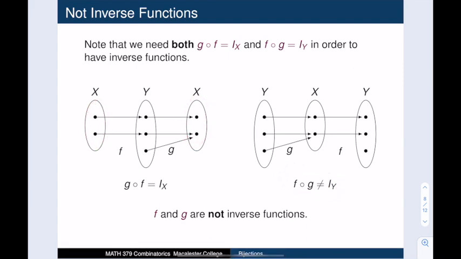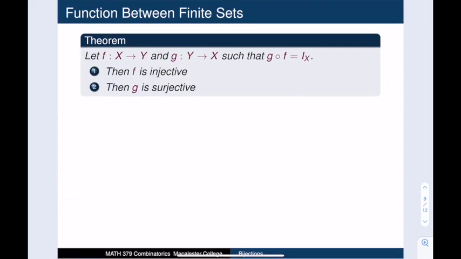However, applying g and then f does not give the identity function on the set y. In particular, here is an element that does not map to itself. So in this example, the functions f and g are not inverse functions. They only satisfy half of the definition. So let's keep going with this idea of satisfying half the definition of invertible.